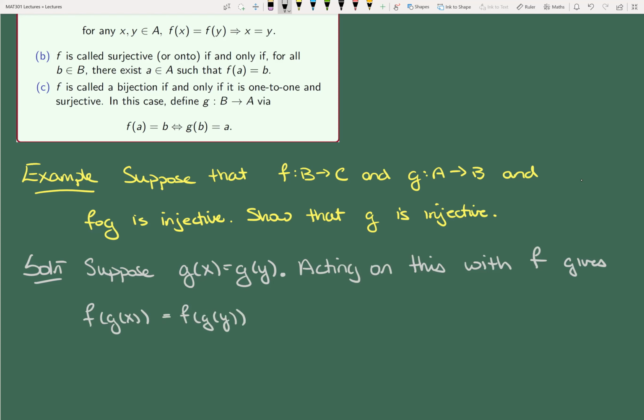And we know that f composed g is injective. So if I get that f composed g of x is equal to f composed g of y, then that tells us that x is equal to y. And that's what we wanted, right? We started with g of x equals g of y, and that told us that x had to be equal to y, and that tells us, therefore, that g is injective, right? It was literally a one-line proof.